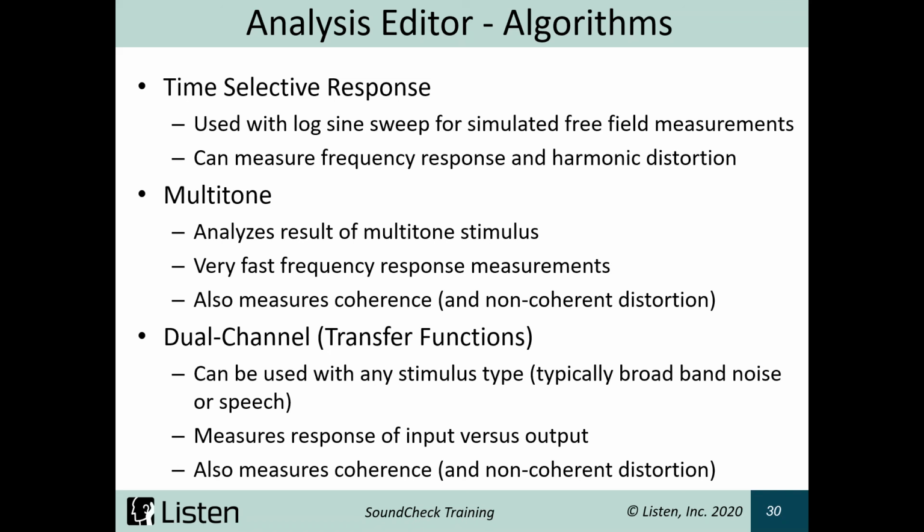Dual channel or transfer function can be used with any stimulus type, but typically it's with broadband noise or speech. We're measuring the response of the input versus the output. For this, we can get coherence and non-coherent distortion as well.